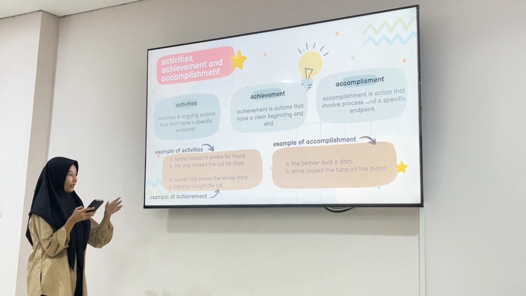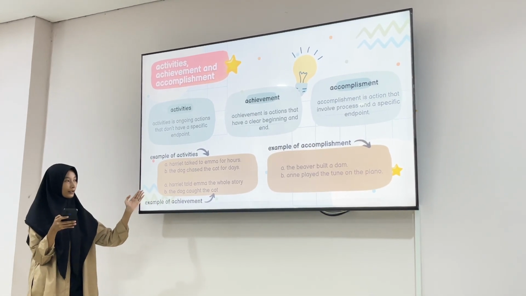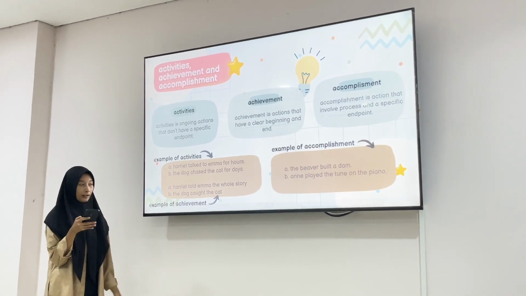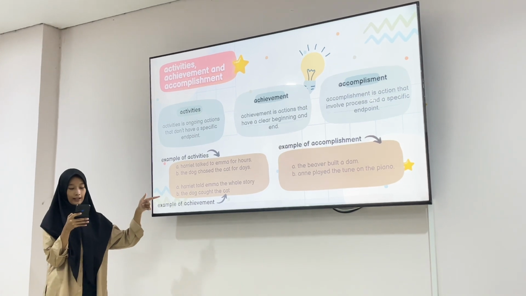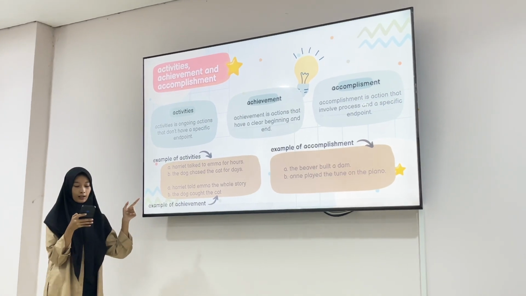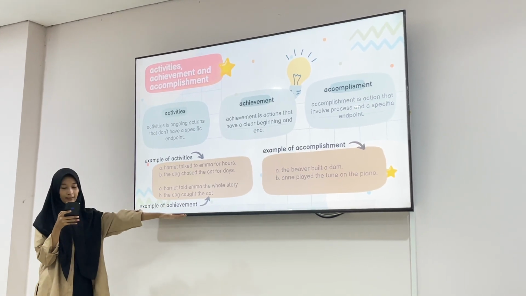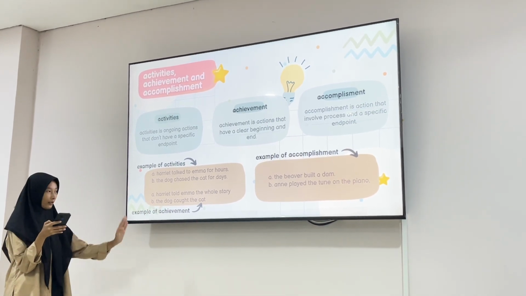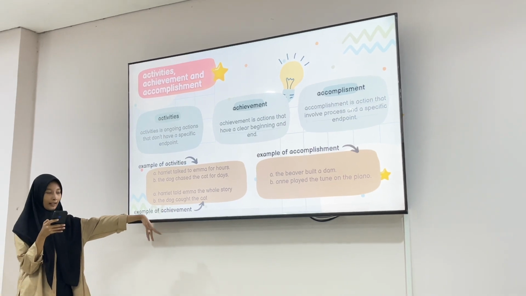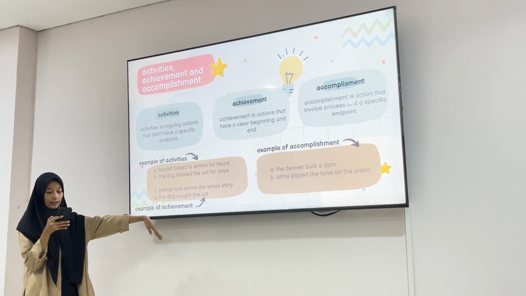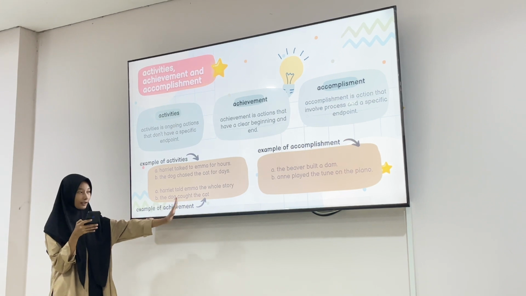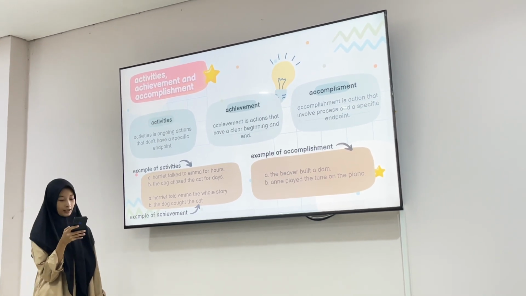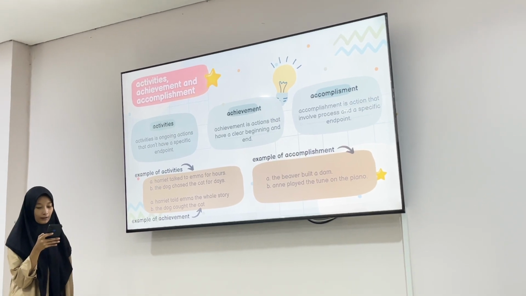And in the example of achievement, Harriet told Emma the whole story and the dog caught the cat. This too is an achievement, an action with a clear endpoint. Once Harriet finished telling the whole story, the action is complete. And the dog caught the cat is also an achievement because once the dog successfully catches the cat, the action is complete.